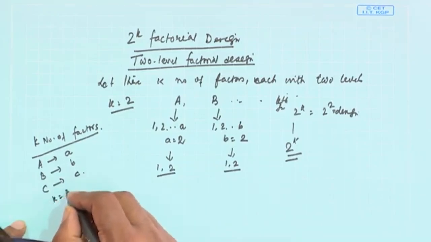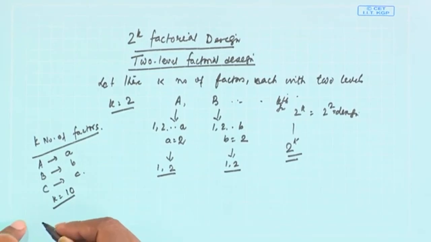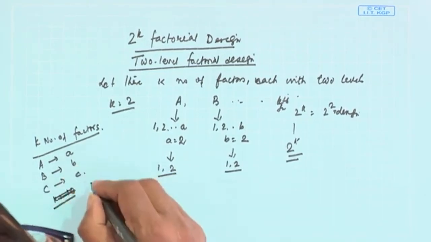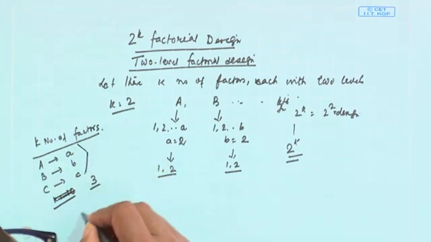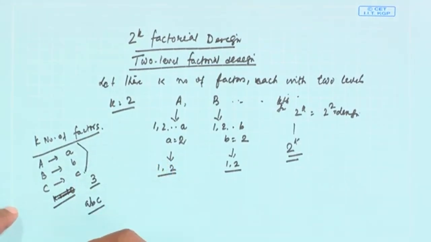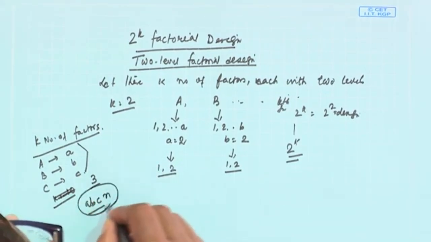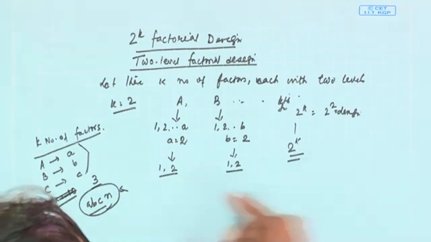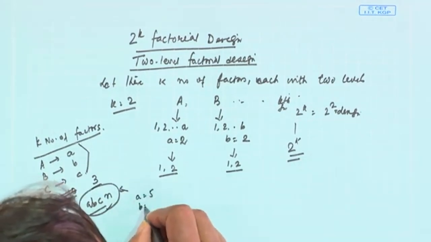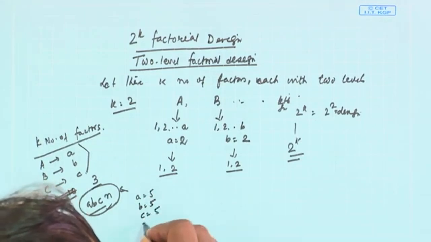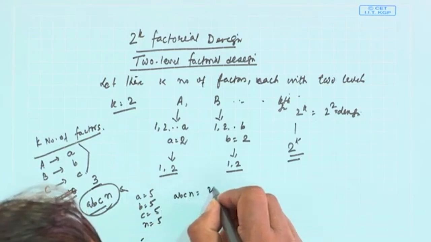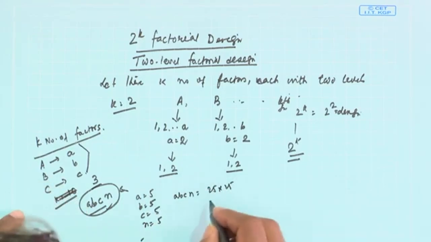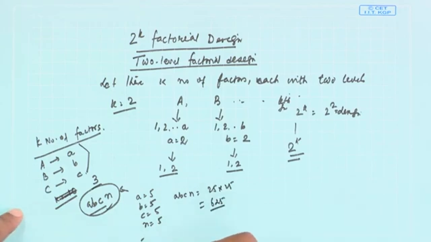Let us say the number of factors is 3 only. Then the number of independent runs will be a, b, c, and if I have n replications, this is the total number of experiments to be conducted. Suppose a equal to 5, b equal to 5, c equal to 5 and n equal to 5. So, a b c n will be 25 into 25, so this will be 625 I think. That number of experimental runs will be very large.